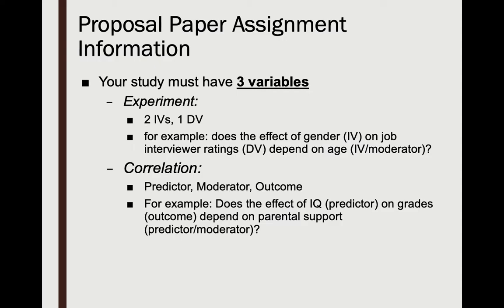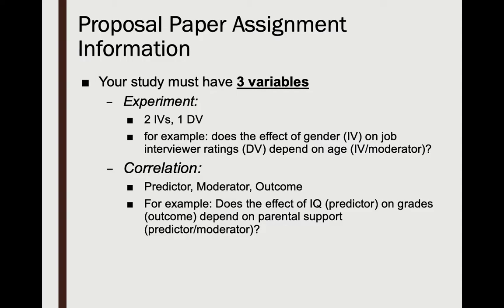All right. Finally, we're going to finish the lab up with proposal paper assignment information. So your study must have 3 variables. That's for everyone's study. If you have an experiment, you should have 2 independent variables and 1 dependent variable. An example experiment would be, does the effect of gender on job interviewer ratings depend on age? So gender and age are your IVs, and ratings is your DV.